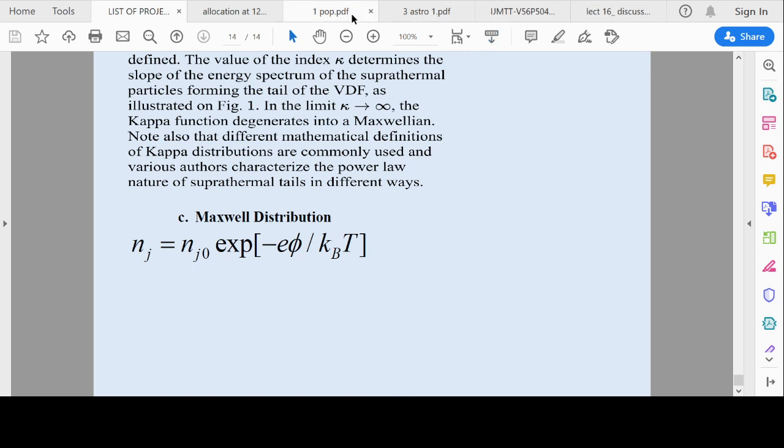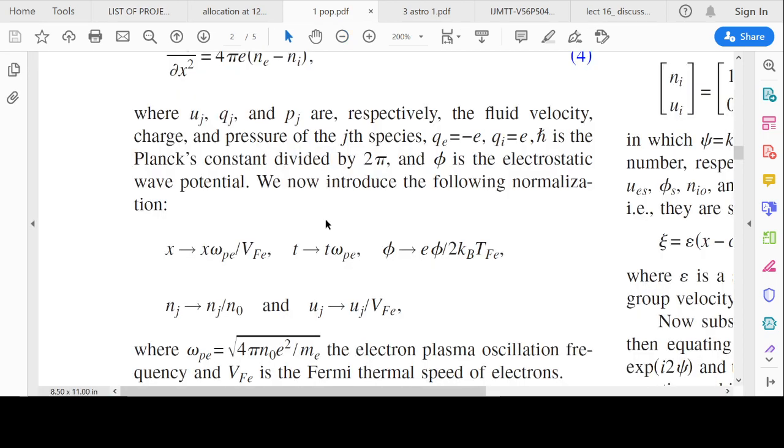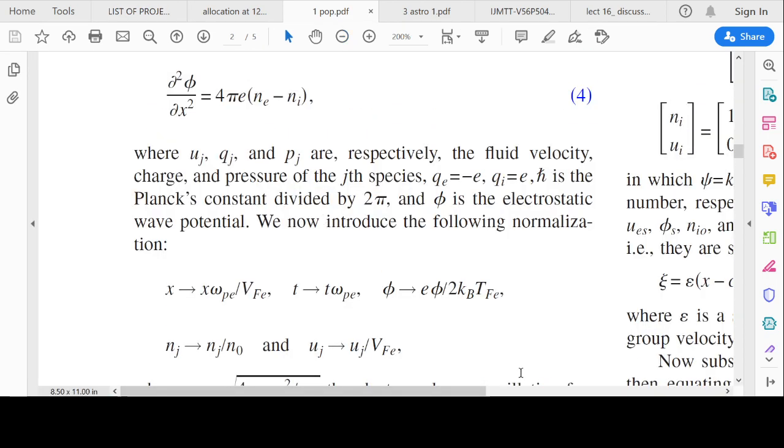Now coming to the different types of KdV equation, different types of wave modes.